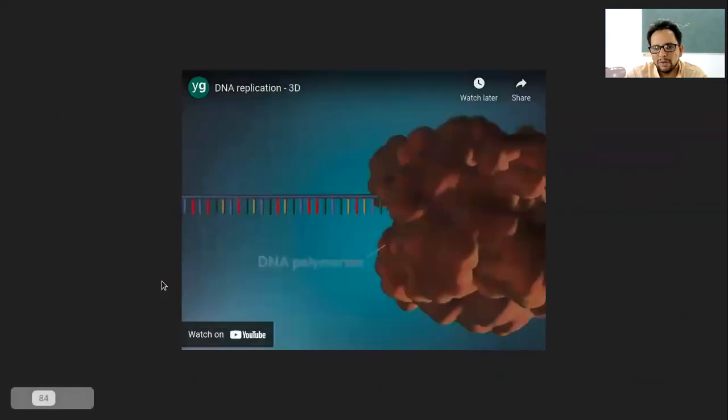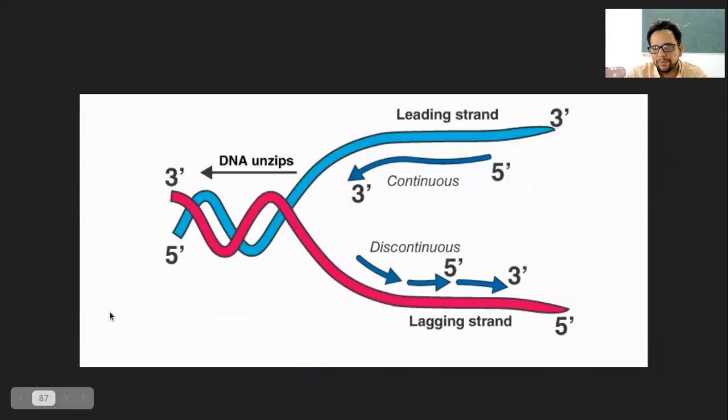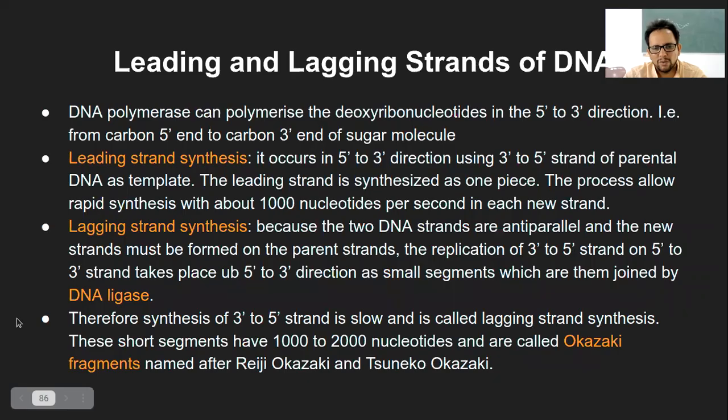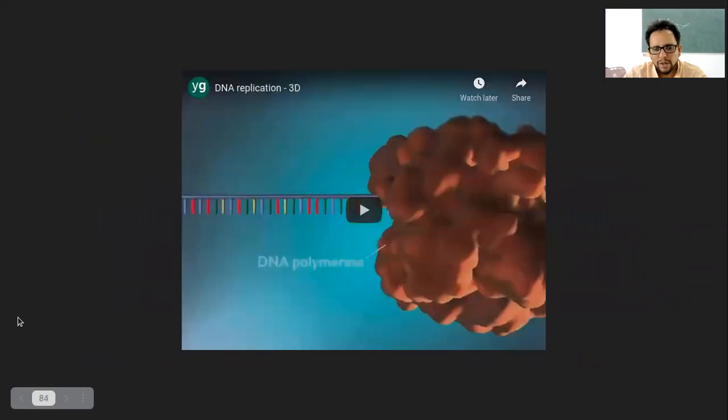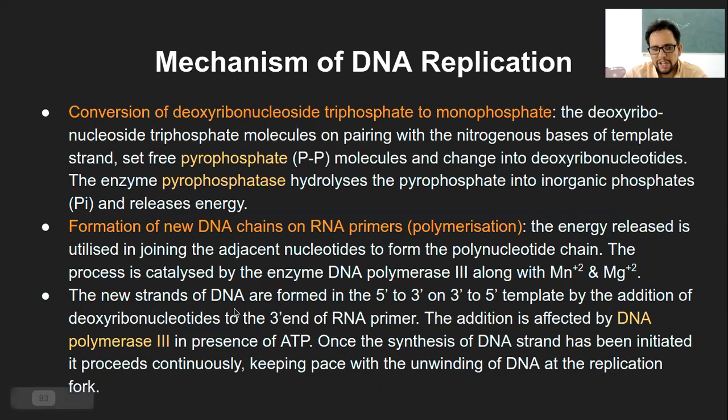So again, I will go back to this diagram. Let's say this was the origin of replication, and it will start from here. So first part will be RNA primer. The nucleotide bases will always be added to the 3' end. So it will go in the 3' direction, and then it will keep adding the nucleotides on this 3' end. So that is what is being said there. So all these deoxyribonucleotides will always be added to the 3' end of the RNA primer.